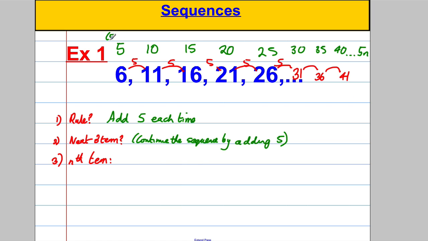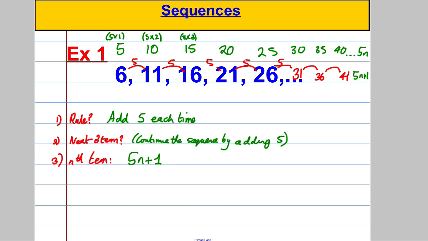Because in this case here, it's 5 multiplied by 1. Here it's 5 multiplied by 2. Here it's 5 multiplied by 3. You get the picture. So the nth term, this is the first, the second, the third. The nth term would be 5 multiplied by a number. Now, what's our nth term? Well, all our numbers, 6, 11, 16, are 1 more than the 5 times tables. So the nth term must be 5n add 1. So we could write in here that the nth term is 5n add 1.